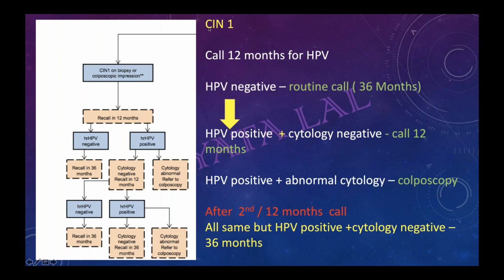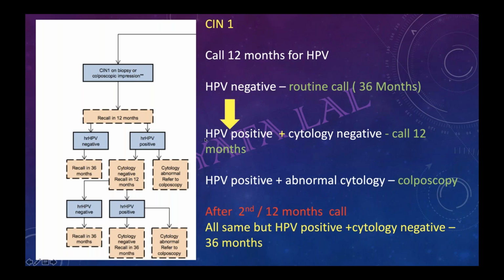If our patient has got CIN1, we can't send this patient home. We will say, okay, please come after 12 months. Whenever we are keeping the patient on follow-up without treatment, we always call them after a year. That everybody knows. After 12 months, what will we do? We will again do HPV. If HPV is negative, we are very happy. We'll just say, okay, please come after 3 years.